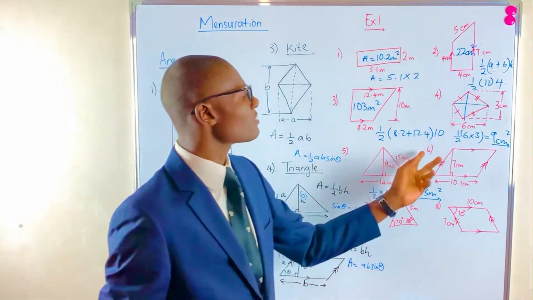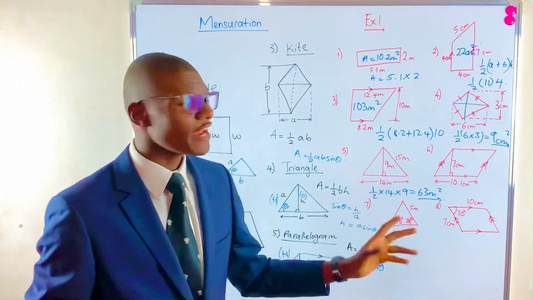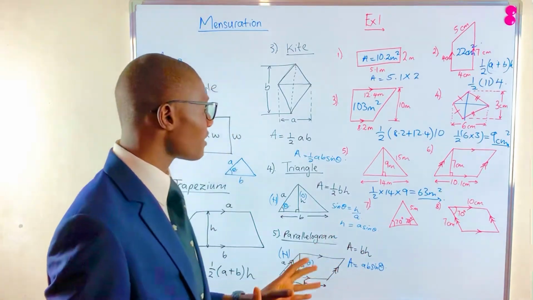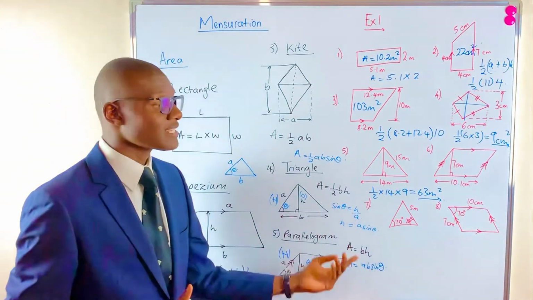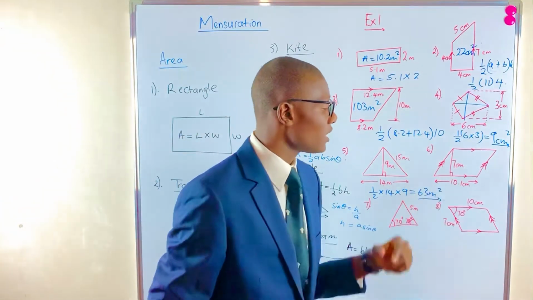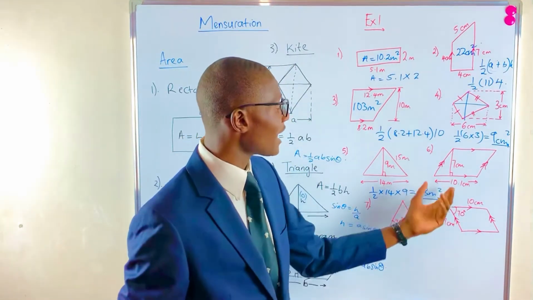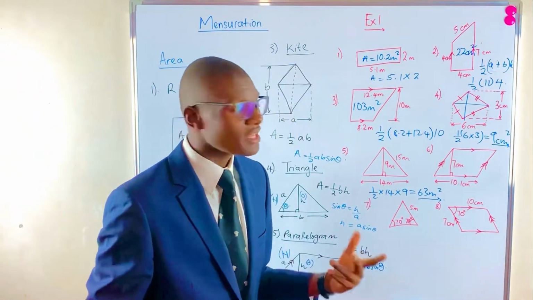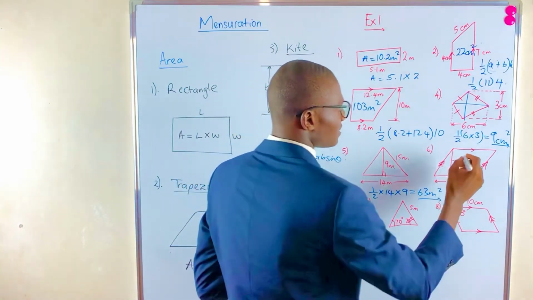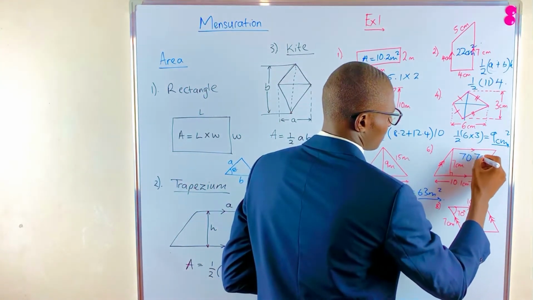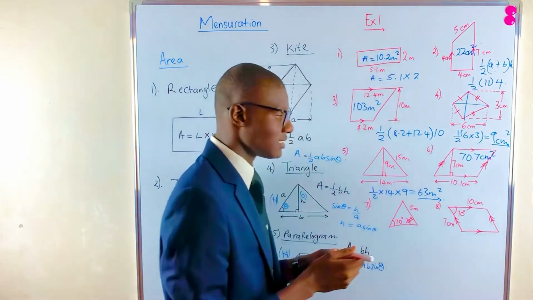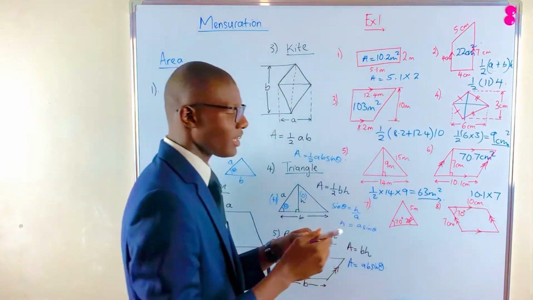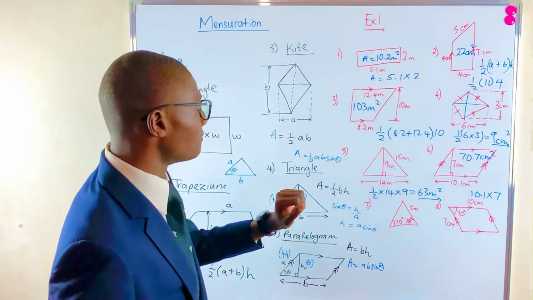And then moving on to number 6, we need to calculate the area of this parallelogram. The area of a parallelogram is simply given by base times height. So the base, we know it is 10.1, and then the height, we know it to be 7. So if we say 10.1 times 7 being the area, we simply get 70.7 square centimeters. That should give us the area of that parallelogram.